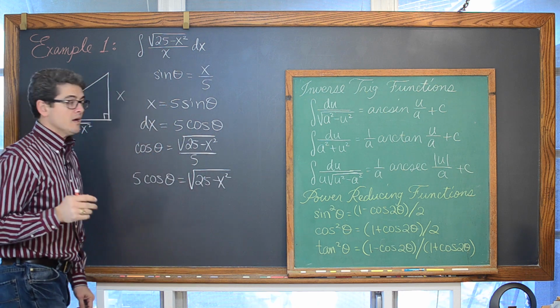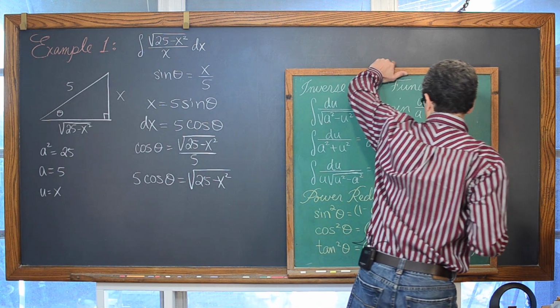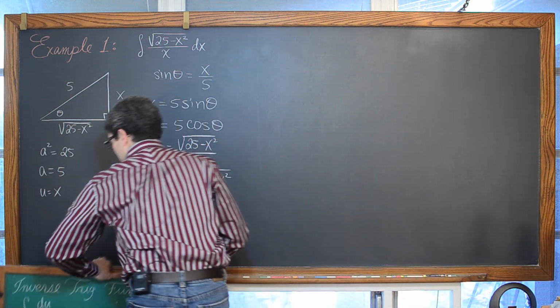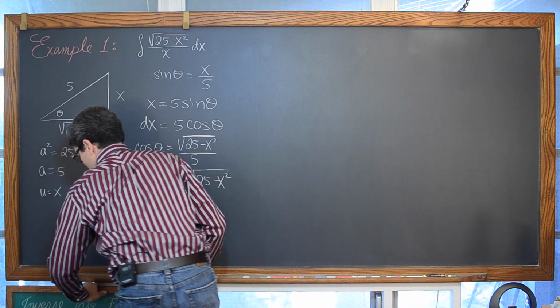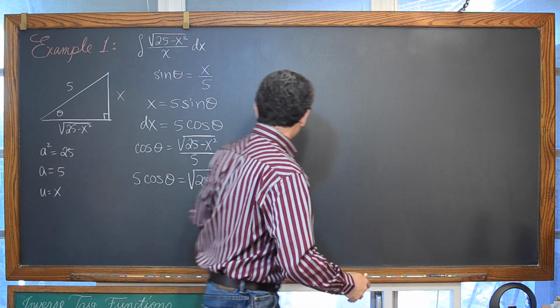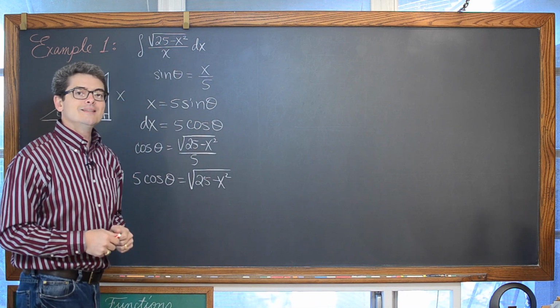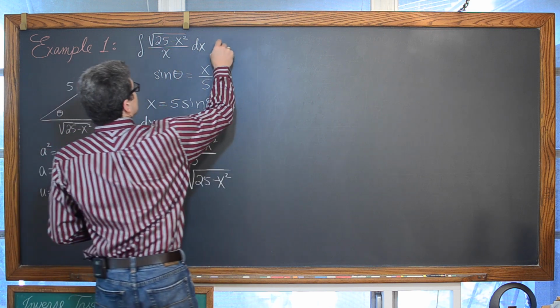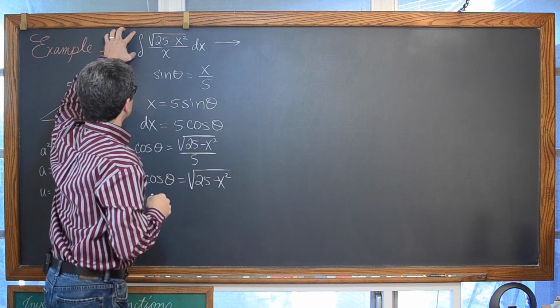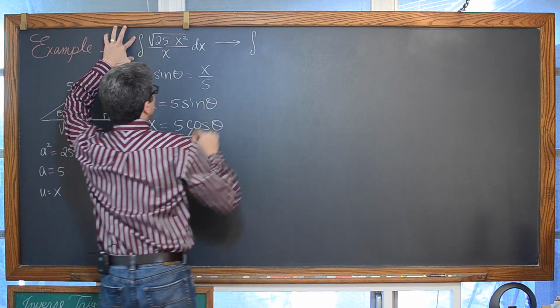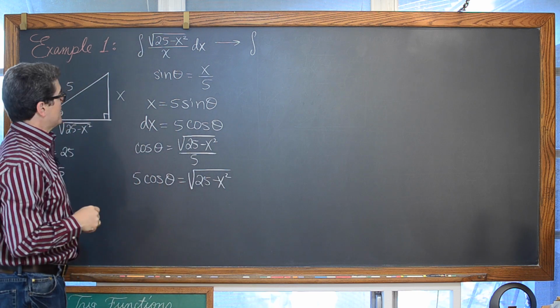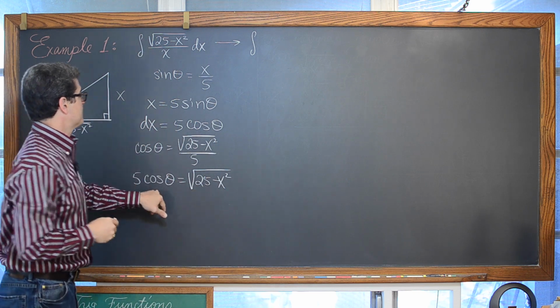And now with all of this, let me get my picture out of the way. Hopefully I don't step on that as I'm teaching. We are going to eliminate all references of x in our indefinite integral. So let's move over here so we have some room. We're going to have the indefinite integral. Our square root of 25 minus x squared is 5 cosine of theta.